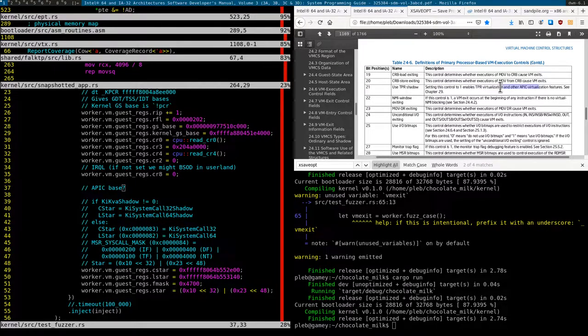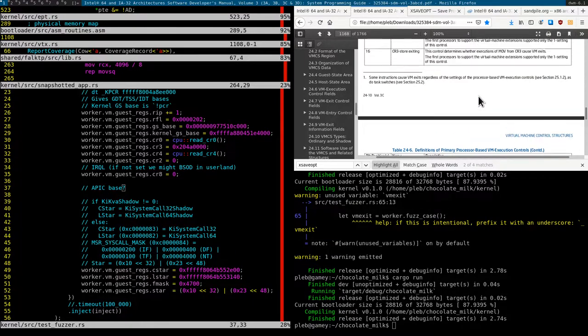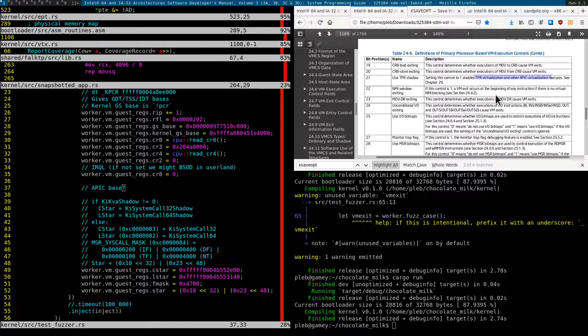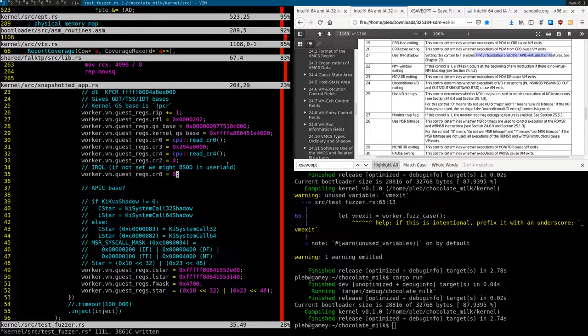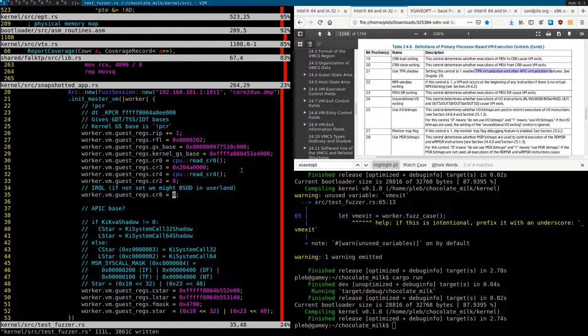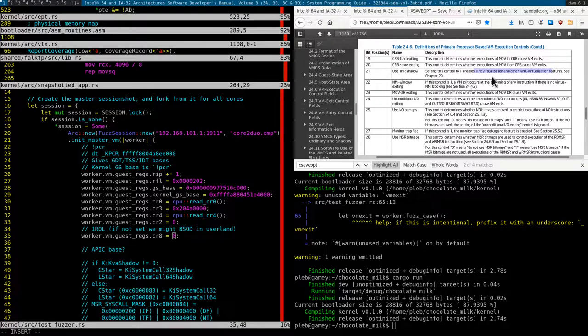Oh, use TPR shadow and other virtualization. Wait, is TPR shadow different from... Huh. Is TPR virtualization different than the APIC stuff? TPR is solely just TPR? But what is the... Enables TPR virtualization and other APIC virtualization? What does that add? What is the "and other"?